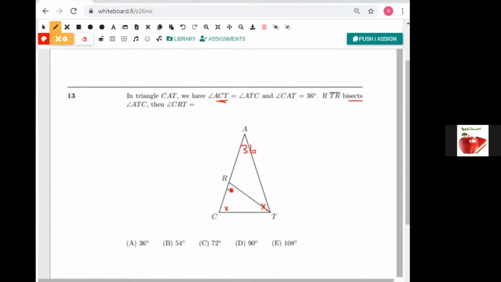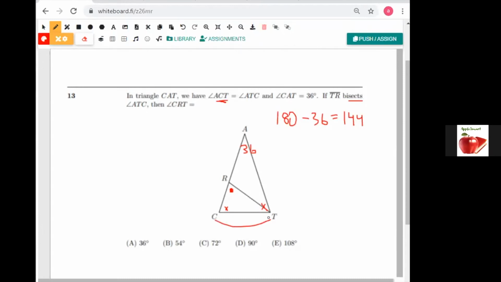So does anybody know how many degrees are in a triangle? Anybody remember? 180. So if the total is 180, and we know that C and T are the same, what would I do? I'd take 180 and minus 36. What's 180 minus 36? 144. Perfect. So 144 is C and T together.